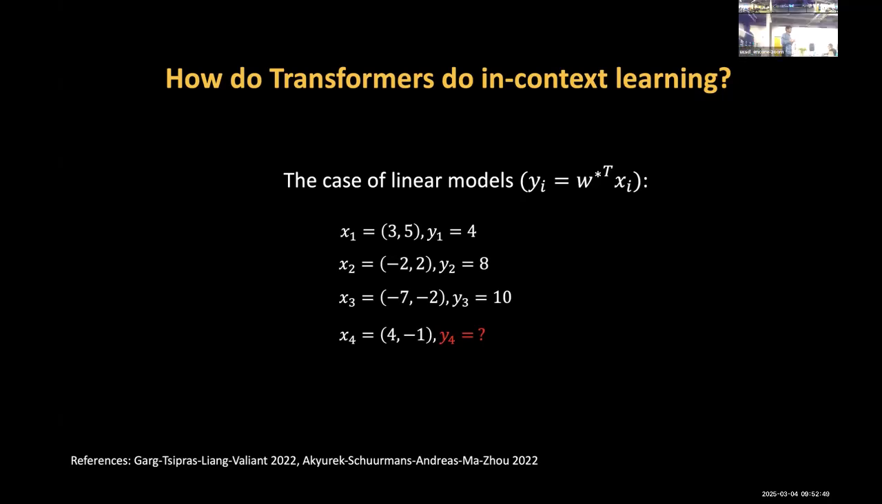The transformers are really good at this. In d dimensions, they get pretty small error on the examples. And the question is, how do they do this? What kind of information are they using? What kind of algorithms are they close to approximating?